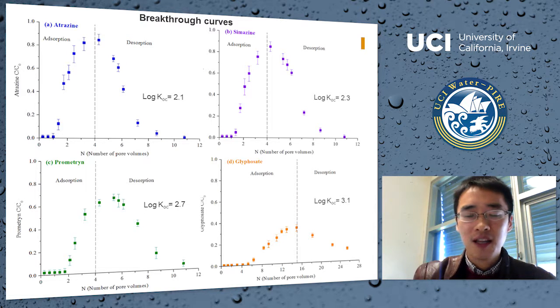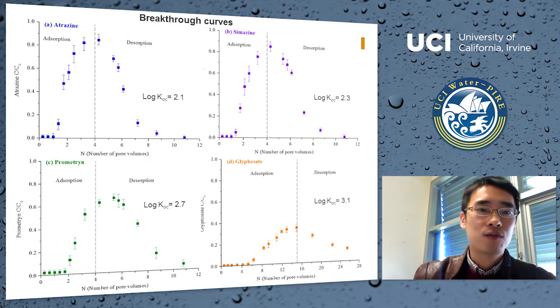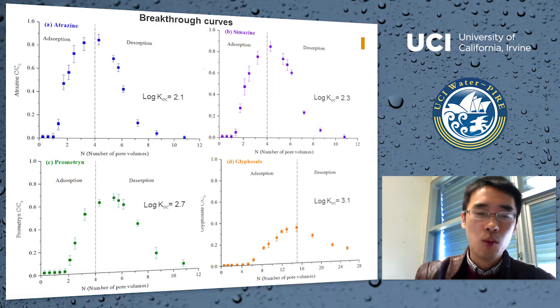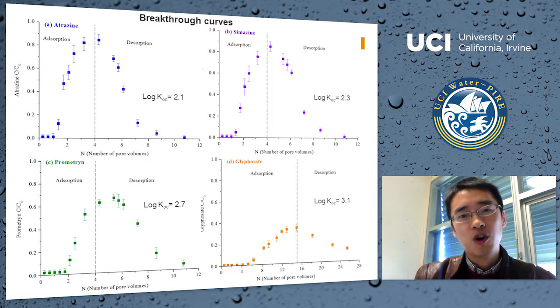So moving on to the next slide, I'm showing some breakthrough curves of these 4 different types of pesticides. For atrazine and simazine, because they are very similar in terms of their mobility, half-life, and physical-chemical properties, you can see the curves are very similar. And after 4 pore volumes of dosing, the outflow concentration of simazine and atrazine almost reaches the inflow concentration.